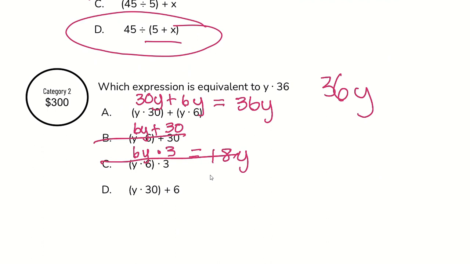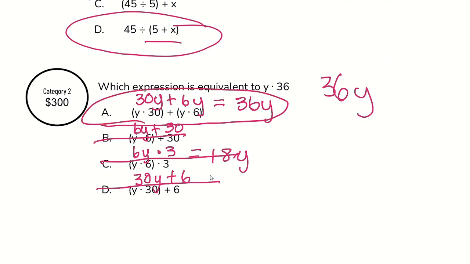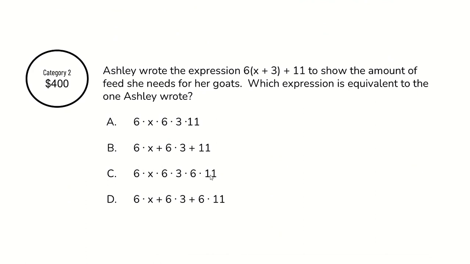All right. So, y times 30, 30y. Y plus 6. If I have 30 yo-yos, can I add 6 ding-dongs? No, they're not the same thing. We only have 30 yo-yos.